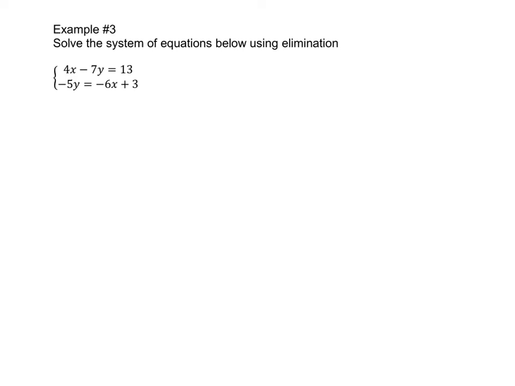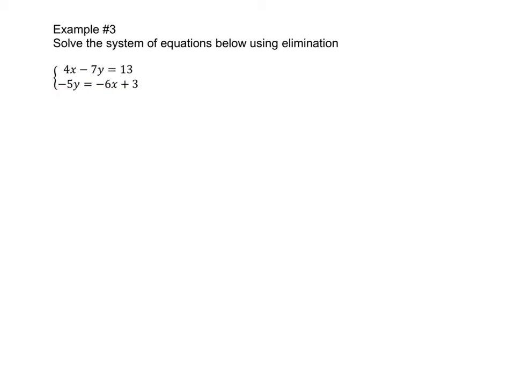We're going to look at one more example for elimination. And in this example, what I notice right away is that the two equations are not set up the same exact way. For the first equation, the x and y terms are on the left. But in the second equation, the y term is on the left, and then the x term is on the right. So in order to do elimination, we need the equations to be set up the same way. So I'm going to do that by changing the second equation.